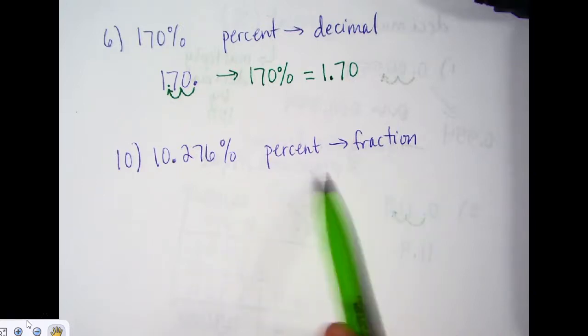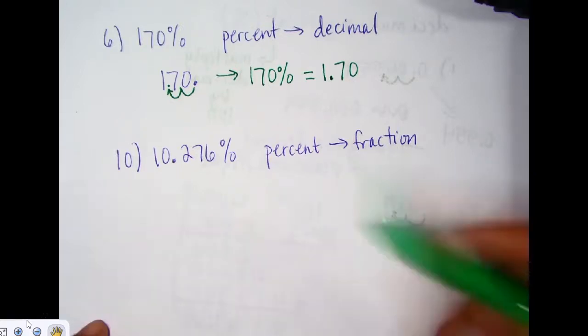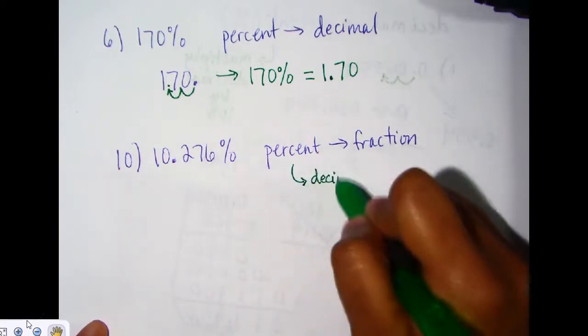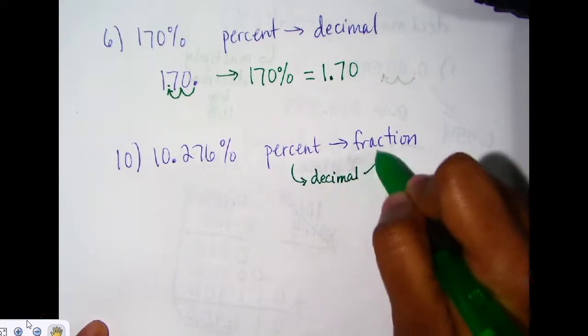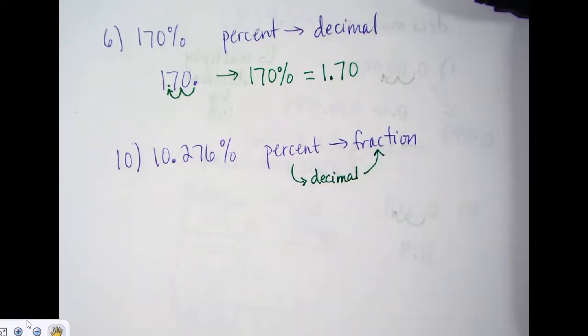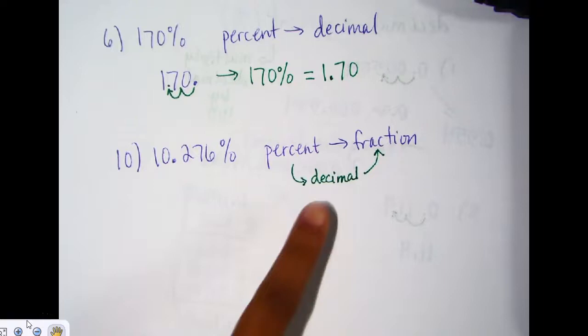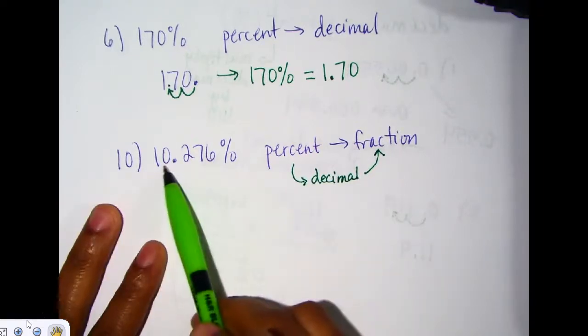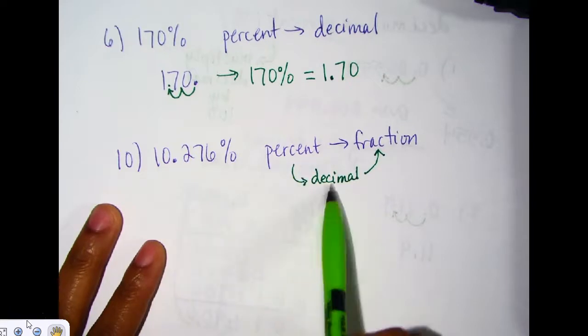Okay. So in my mind, I'm thinking to myself, you can't go from percent straight to fraction. You need to go through the decimal. So let's do this first. Let's change our percent first to a decimal. And then once we get our decimal, we'll change it into a fraction. Okay, so the decimal to fraction, that's that first name, last name. So let's look at this. First of all, we have to change the percent to a decimal.